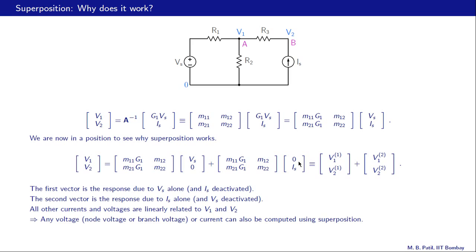Alright, now it turns out that all other currents and voltages in the circuit are linearly related to V1 and V2 because it's a linear circuit, and therefore any voltage, that is any node voltage or any branch voltage or any current in the circuit, can also be computed using superposition. And this is indeed a very powerful theorem, and we will find many uses of this theorem. To summarize, we have seen how superposition can be used in circuit analysis. In electronics, this technique is very useful, as we will discover later in this course.